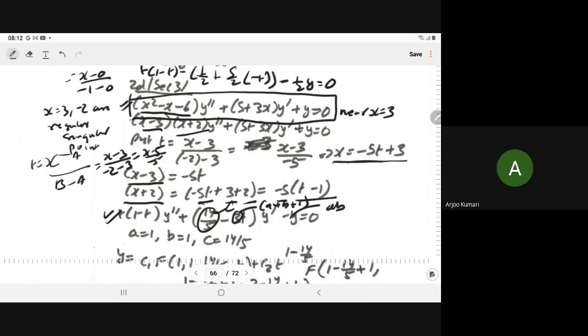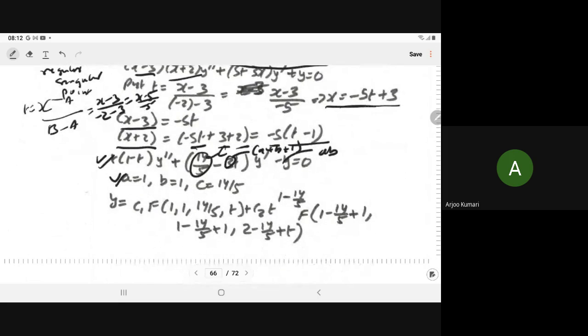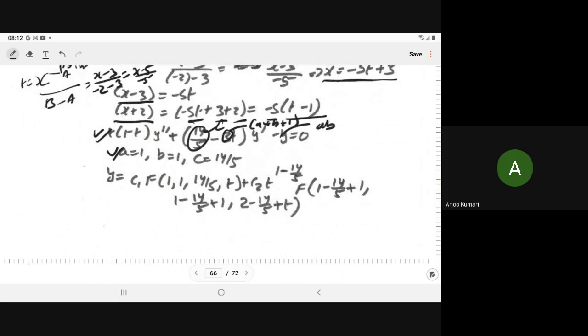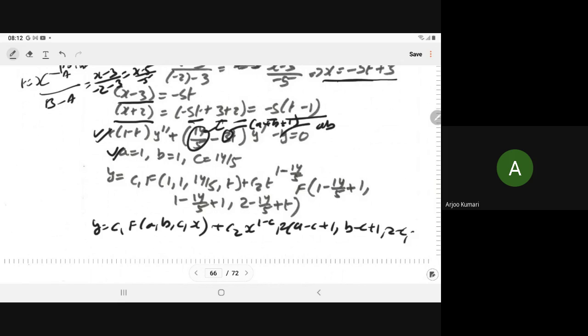So from here you will get a is equal to 1, b is equal to 1, and c is equal to 14 by 3. And we know the solution: y is equal to c1 F of (a, b, c, x), just put the values of a, b, c, x, plus c2 x to the power 1 minus c F of (a minus c plus 1, b minus c plus 1, 2 minus c, x). So by using this substitution, by putting the values of a, b, c, you can find the solution for the given differential equation.